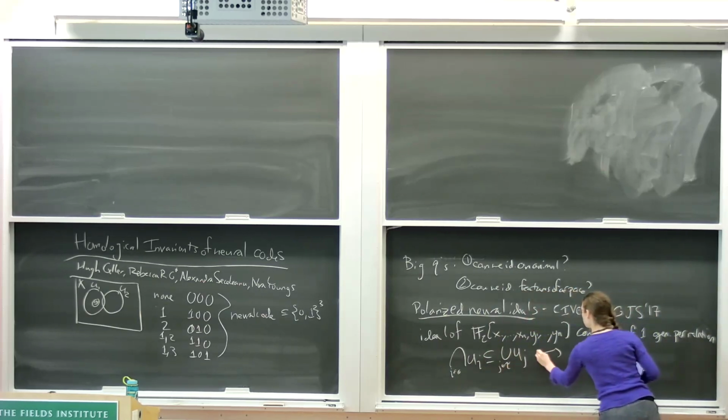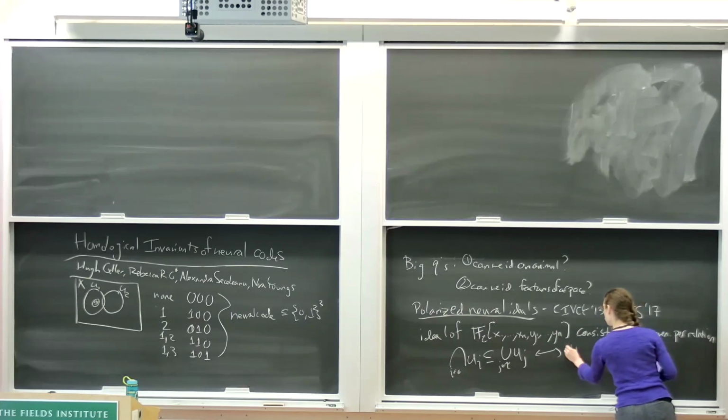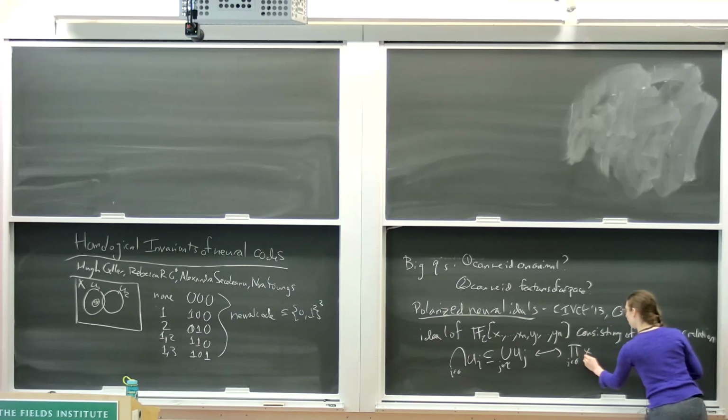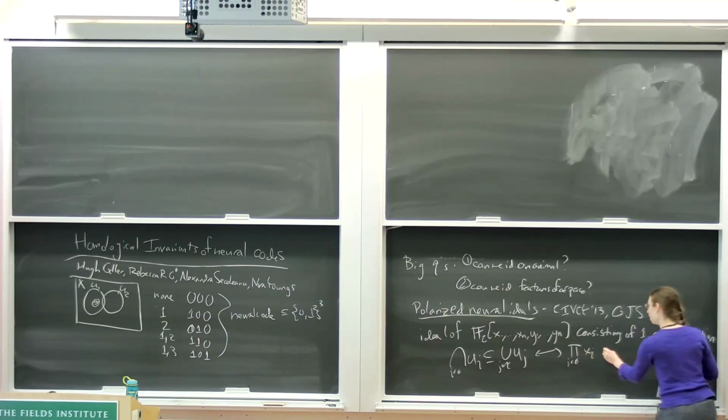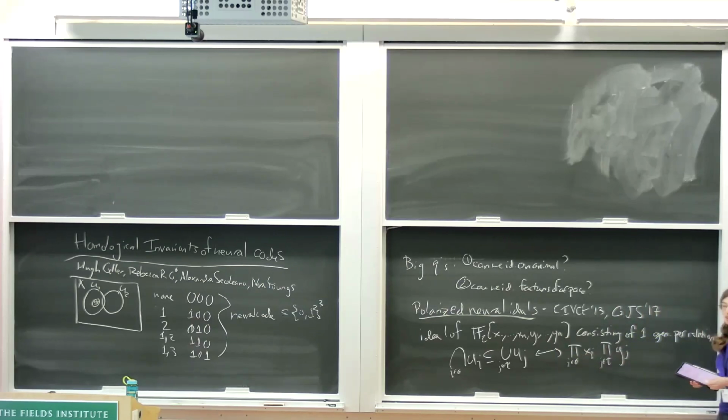And this is going to correspond to the generator, which is a product: for each of the u i's on the left, we're going to get an x i, and for each u j on the right, we're going to get a y j. Critically, it's a square-free monomial ideal. Commutative algebraists love these. There's so much we can do with them.